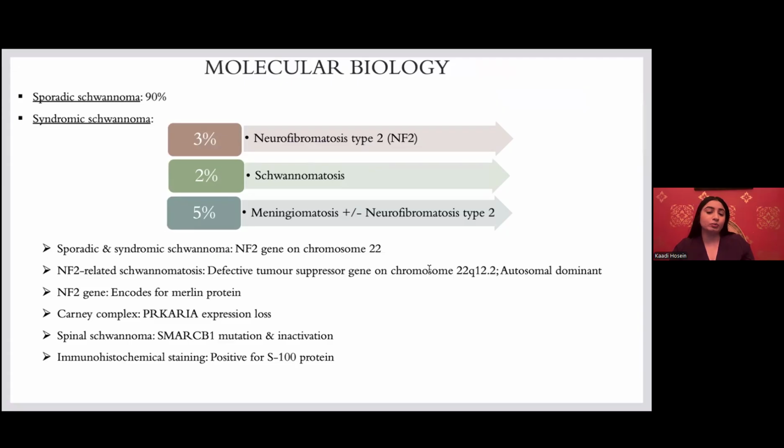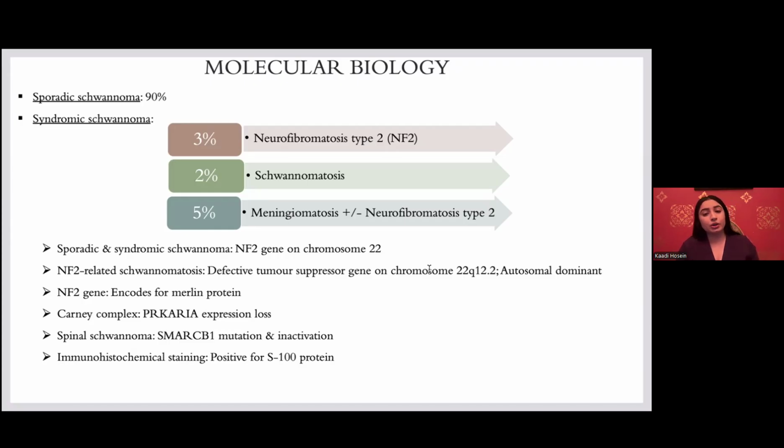and syndromic schwannoma development. NF2-related schwannomatosis occurs in individuals who have a defective tumor suppressor gene located on chromosome 22q12.2 and is inherited in an autosomal dominant pattern, presenting in late adolescence or early adulthood, and occasionally in the 5th to 7th decade of life.